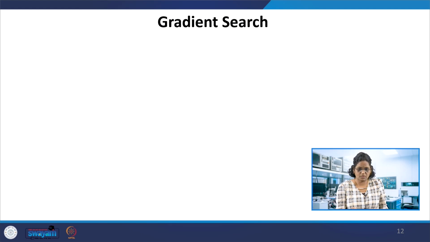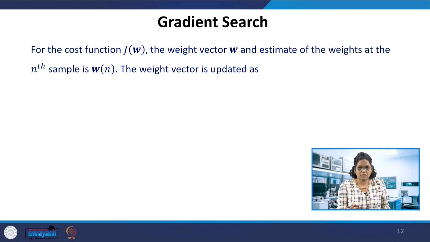So the gradient search and the steepest descent are the basis for the least mean square algorithms. So in a few steps, how can the gradient search be done to get this minimum solution? So the cost function J(W), the weight vector W, and an estimate of the weight at the nth sample, or W of n.